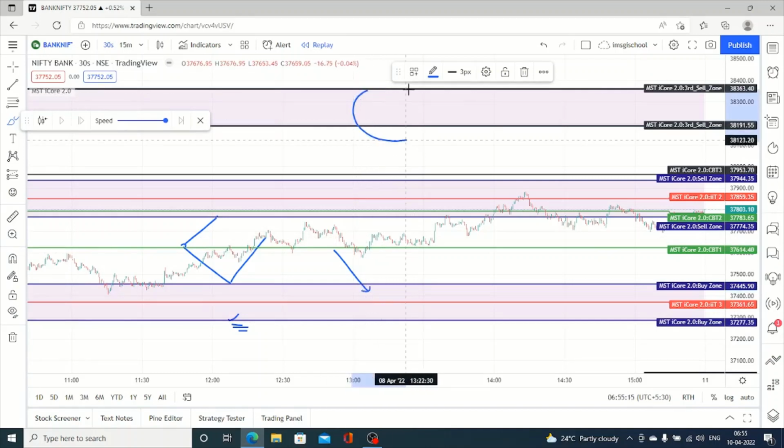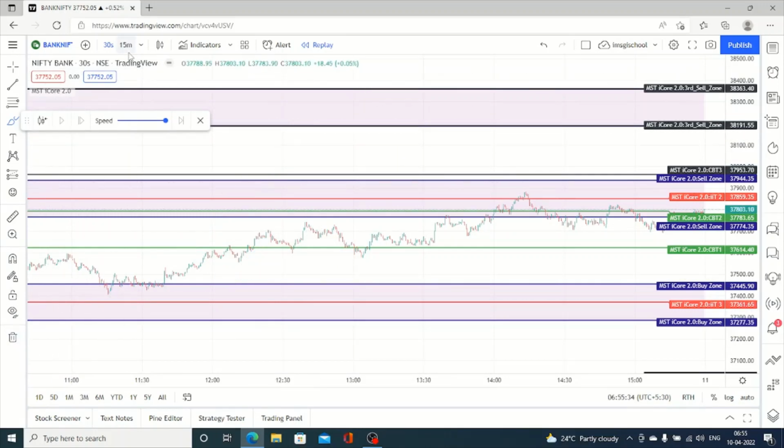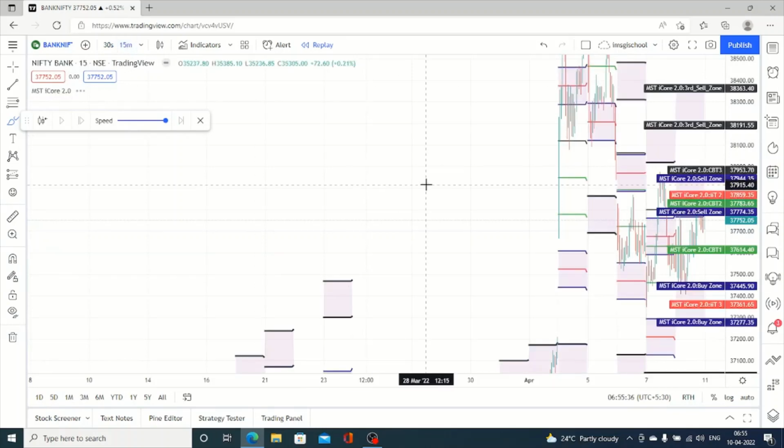What about this black line? This is our third sell zone. When the market is breaking this level, that is our first buy zone, and it is going beyond the level, from where will it reverse? Exactly from here it has to reverse. So this is our third sell zone. I will show you when it has happened like this.